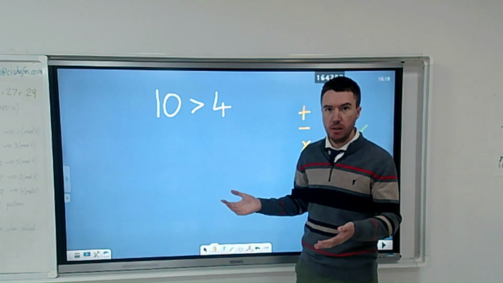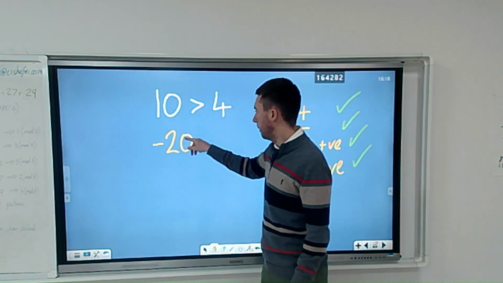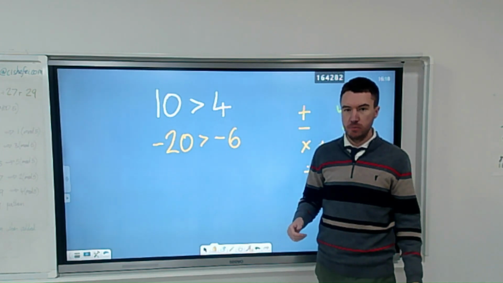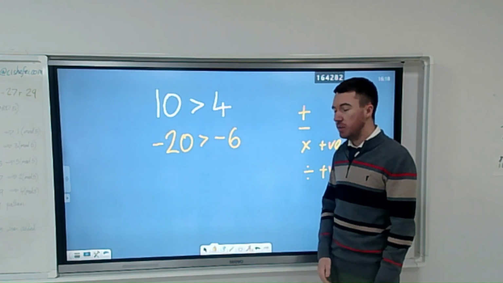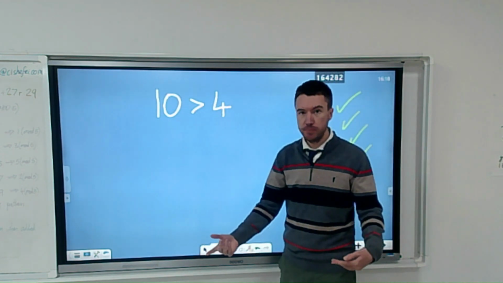Let's have a look. Let me times by minus 2. I get minus 20 is bigger than minus 6. Well, that's just not right. Minus 20 is smaller than negative 6. Let me try another one.